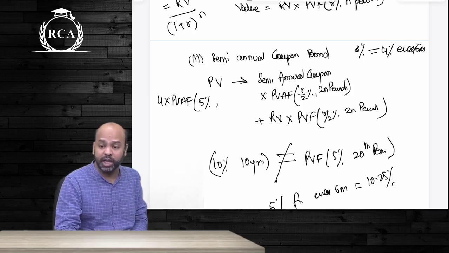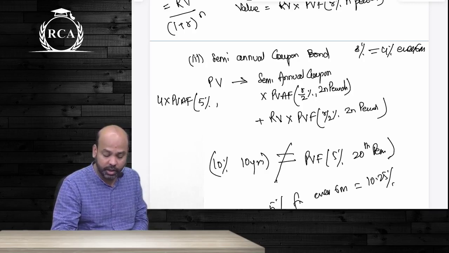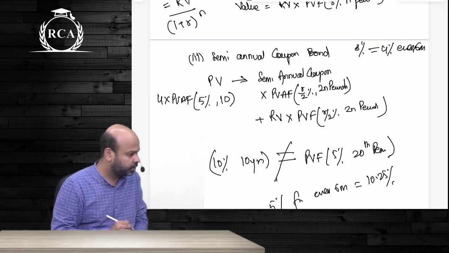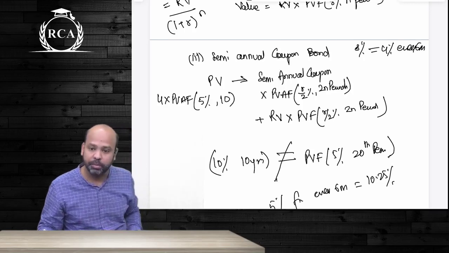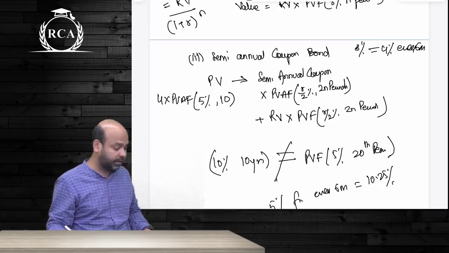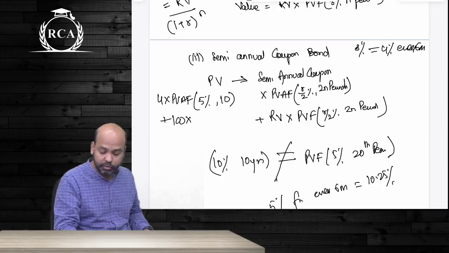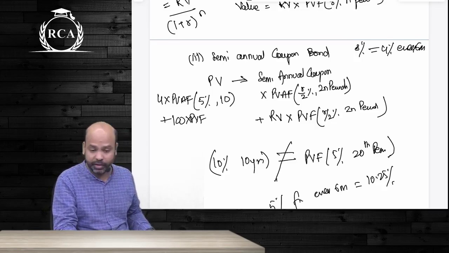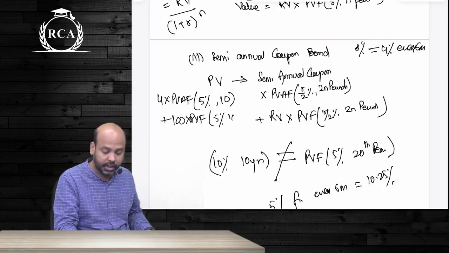If the maturity period is 5 years, how many semi-annual periods are you going to take, guys? 10 semi-annual periods. So that will be semi-annual coupon multiplied by present value annuity factor at R by 2% for 2n periods. Plus whatever is your redemption value multiplied by present value factor, guys, at 5% for the 10 periods.